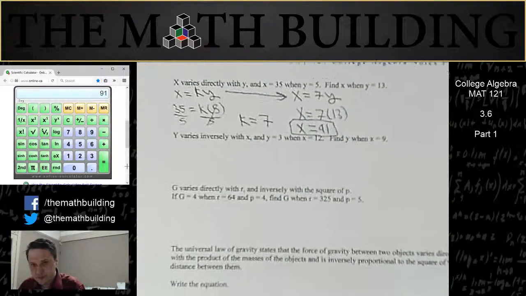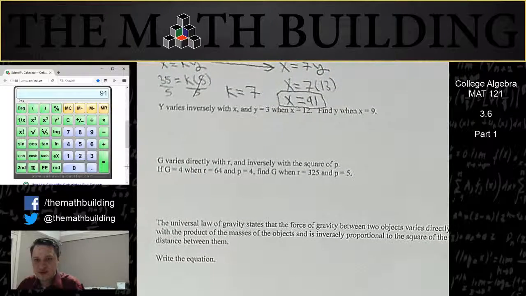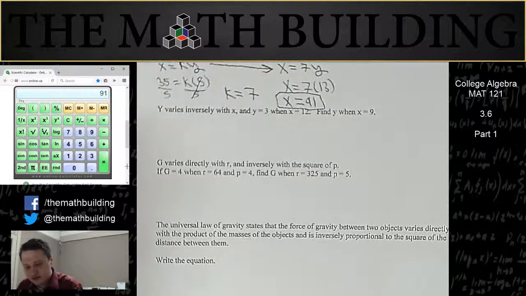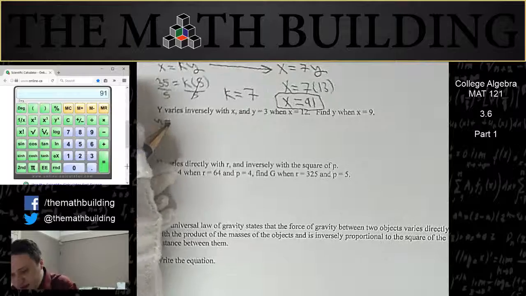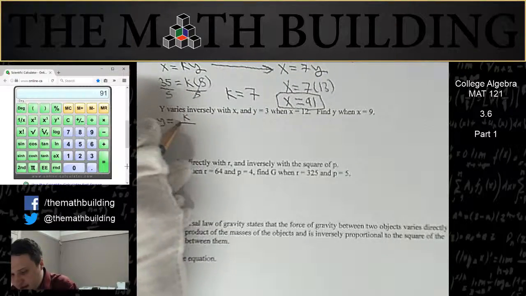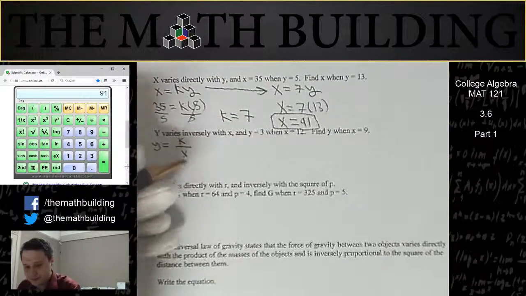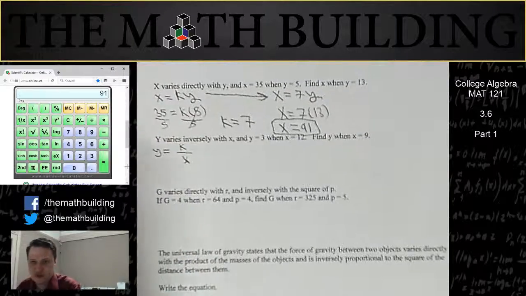Let's do example 2. y varies inversely with x. So let's start with our equation. y varies inversely with x, so that'll be k divided by x. Now here's how I remember these equations.